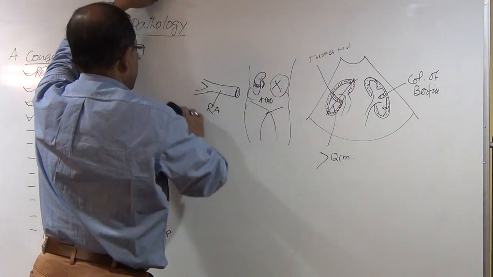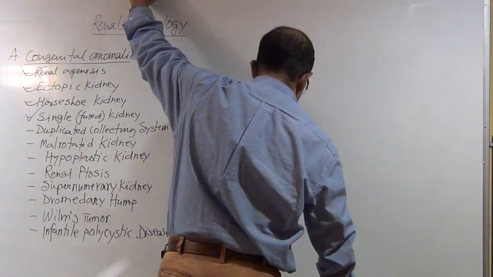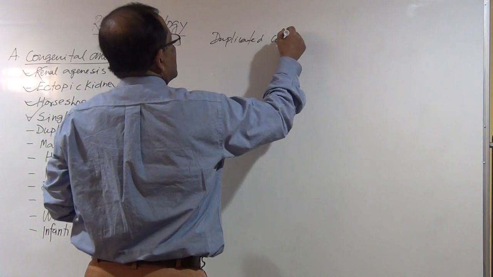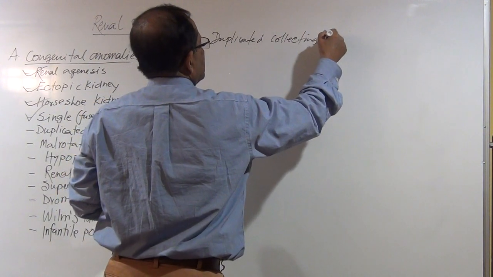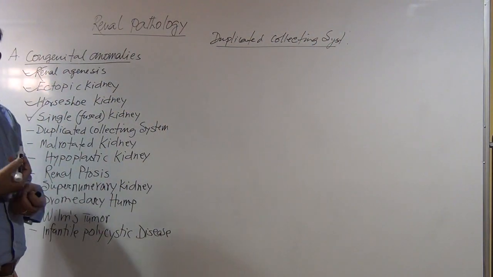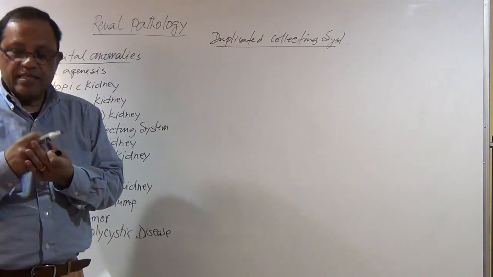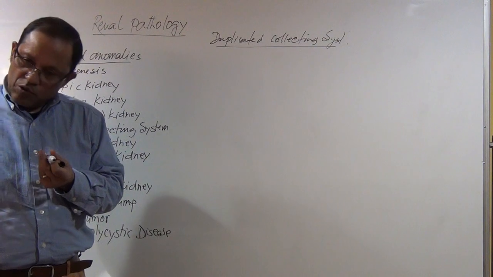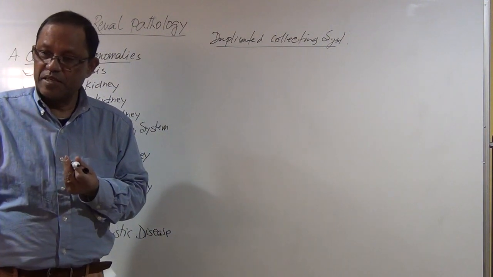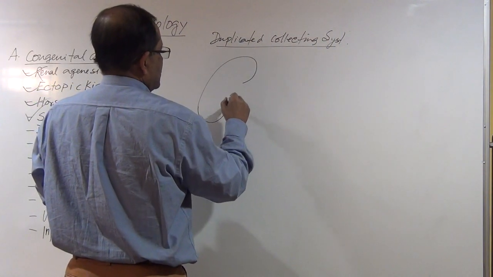So next is duplicated collecting system. What is duplicated? Duplicated collecting system means, in one kidney, duplicated collecting system. In here, both sides there are kidneys. But one kidney on either side has two hilum. And two hilum means two pelves. Collecting systems are duplicated, meaning minor calyx, major calyx, and renal pelvis are twice. So now, this is the kidney.